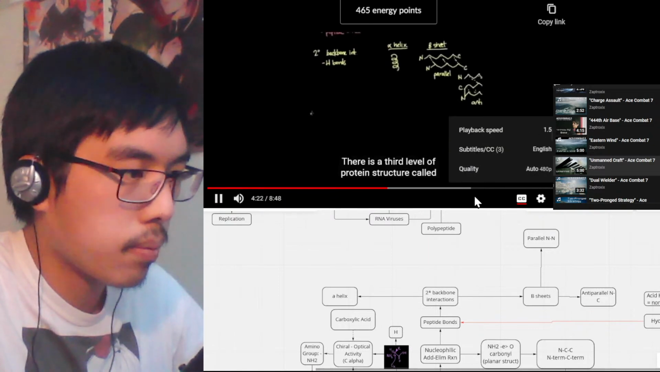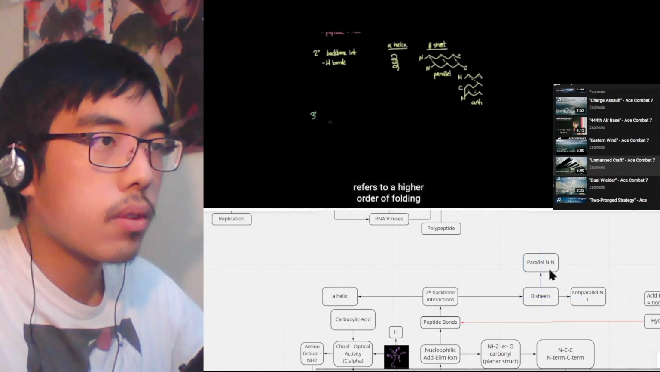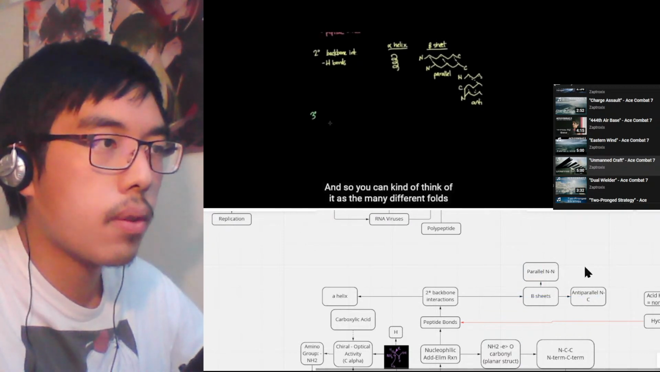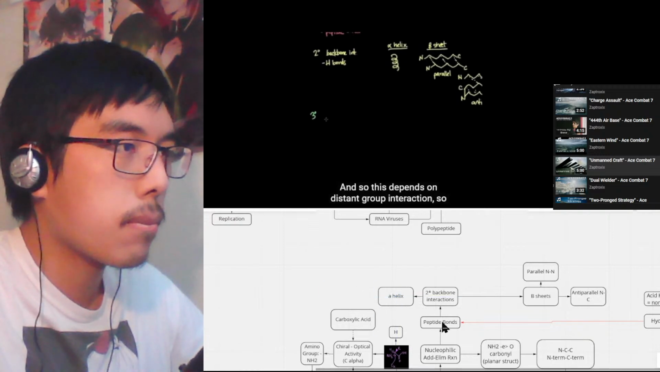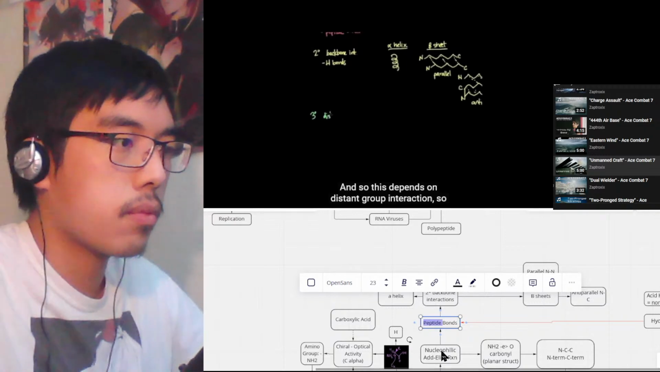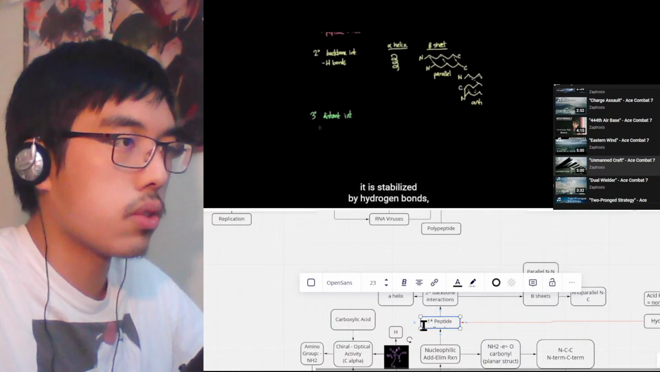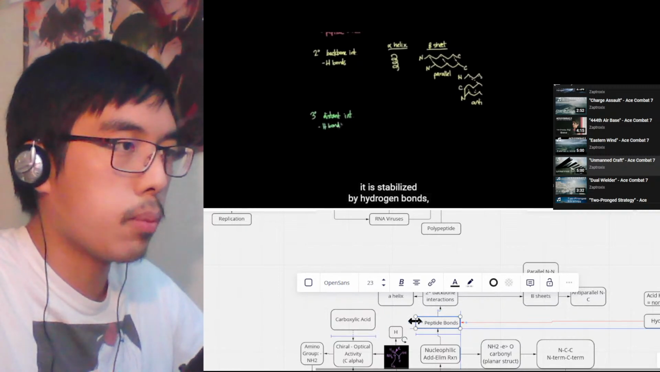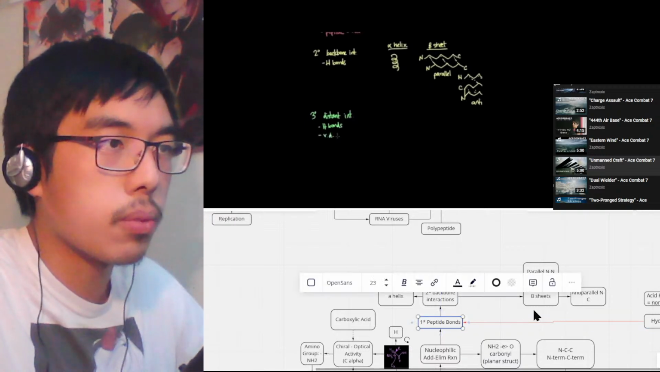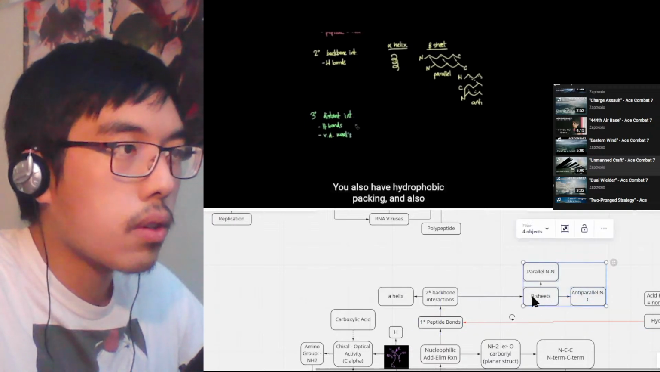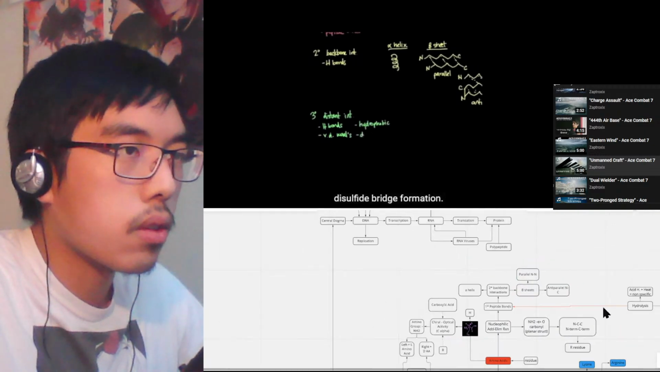There is a third level of protein structure called tertiary structure, and tertiary structure just refers to a higher order of folding within a polypeptide chain. And so you can kind of think of it as the many different folds within a polypeptide, which then fold upon each other again. And so this depends on distant group interactions, so distant interactions. And just like secondary structure, it is stabilized by hydrogen bonds. But you also have some other interactions that come into play, such as long van der Waals distance relationships. You also have hydrophobic packing. And also disulfide bridge formation.